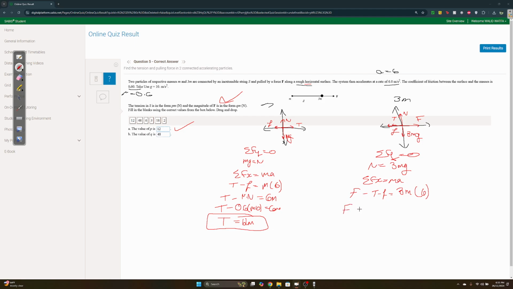Okay, T we found it's 12m. f is mu times n equals 18m because 3 times 6. So F minus 12m minus 0.6 times n, in this case is 3mg. Don't confuse it with the n from here because they're two different objects, huh? So 3mg, so 3 times the mass, which is also 3m.